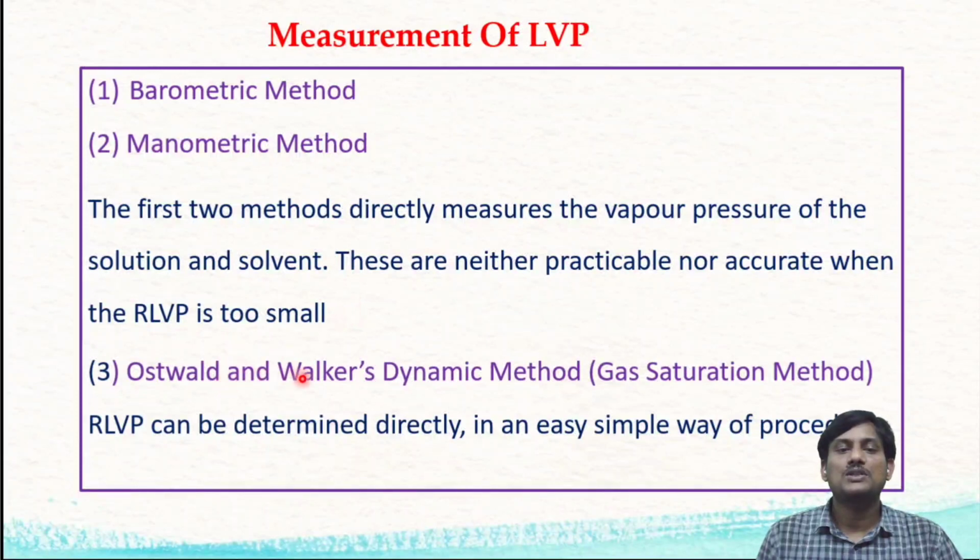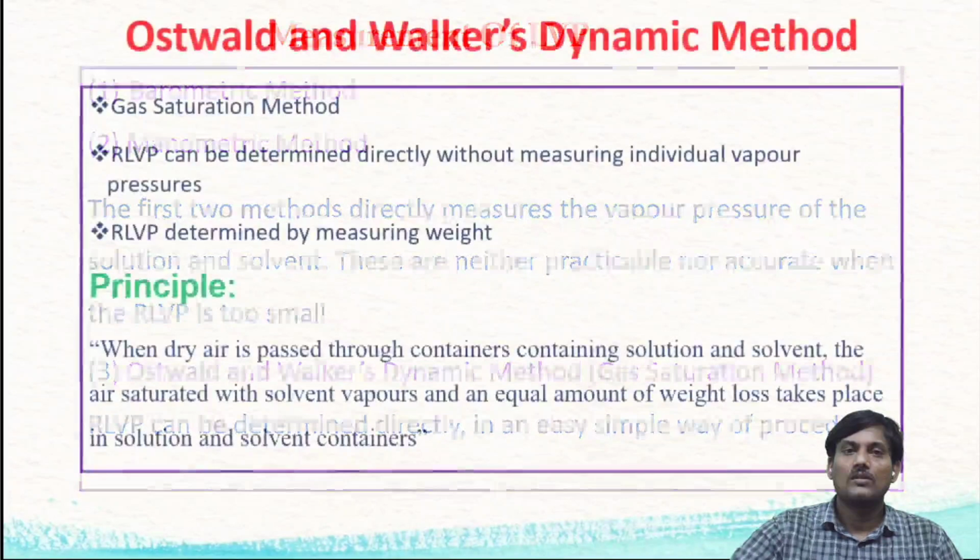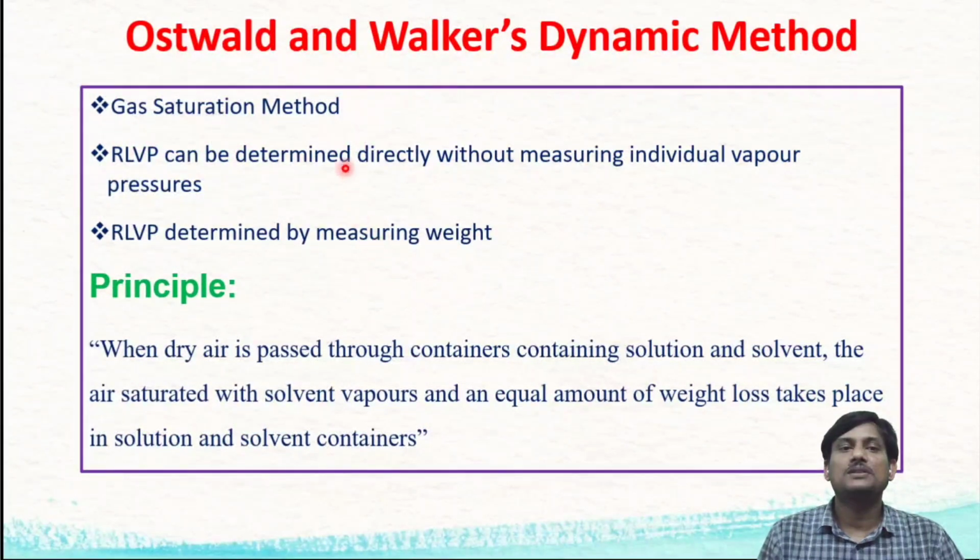The third method is Oswald and Walker's dynamic method, which is also known as the gas saturation method. This method is very useful for the measurement of lowering of vapor pressure. This one is a very simple method. This is also useful when the lowering of vapor pressure is very small. Let's take the third method, Oswald and Walker's dynamic method.